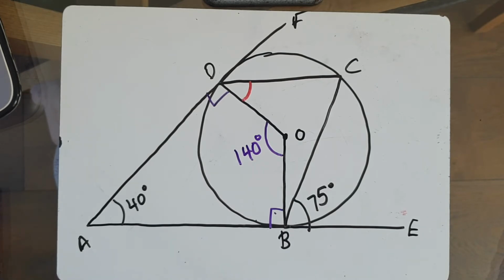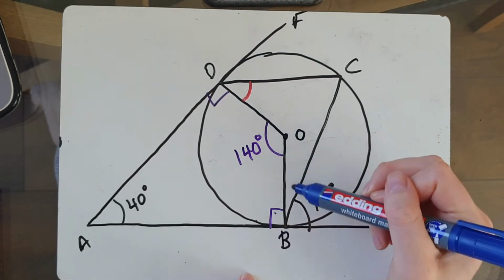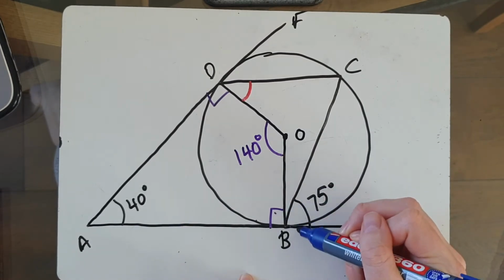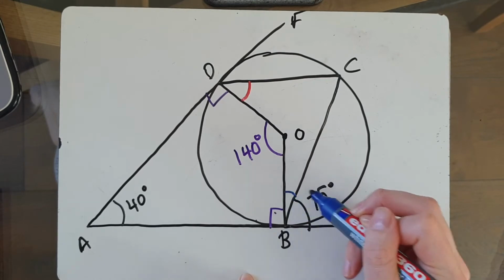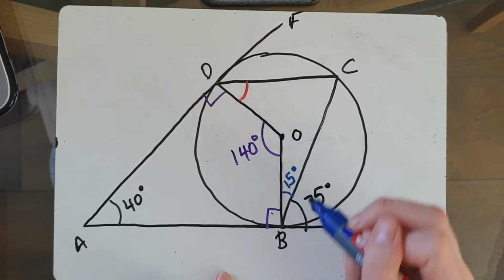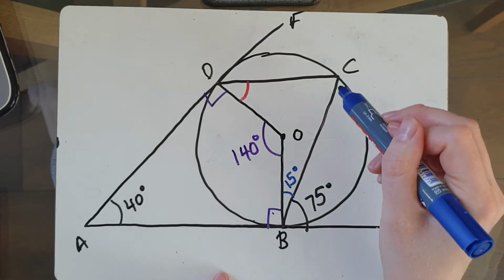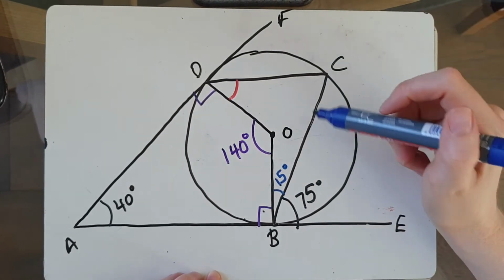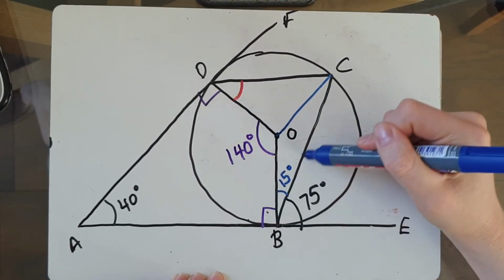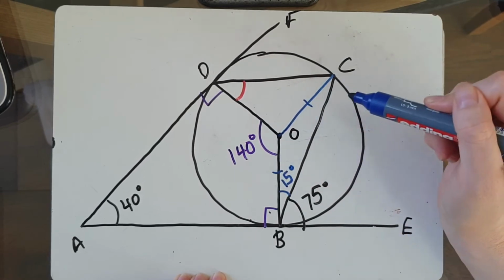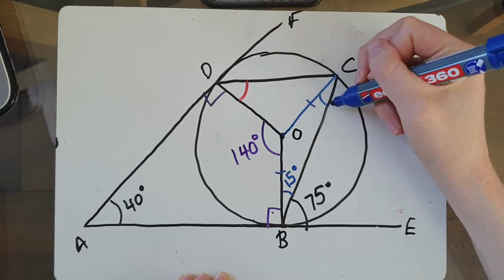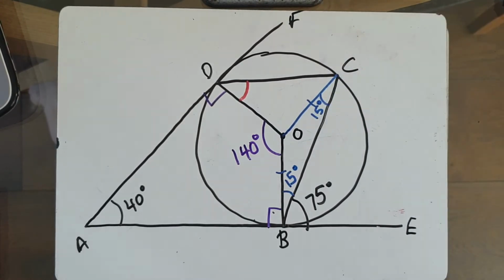Now another thing that we know is that this radius and this tangent make 90 degrees here. So this angle here needs to add to 75 to make 90. So this is 15 degrees. I'm going to split this by adding in another radius. I've now got an isosceles triangle here. These are the same length, and base angles in an isosceles triangle add to 15 degrees.